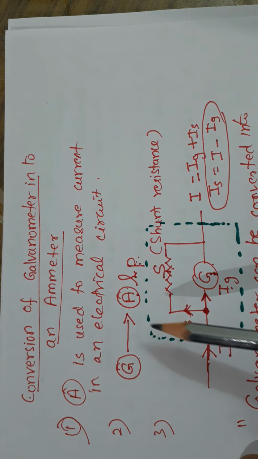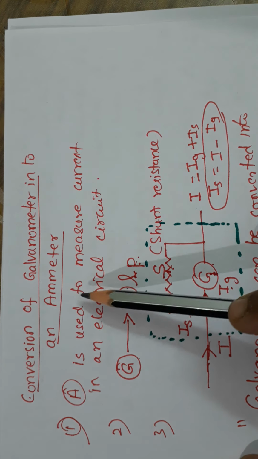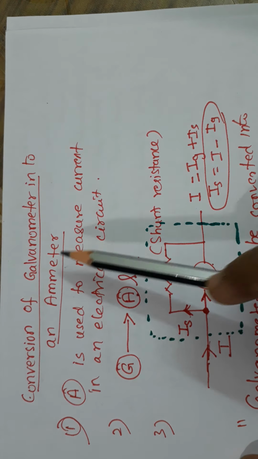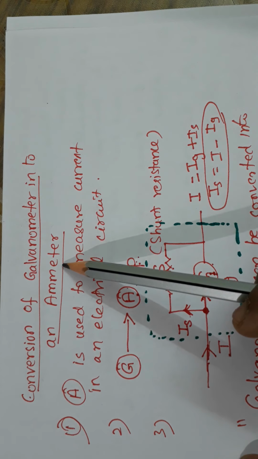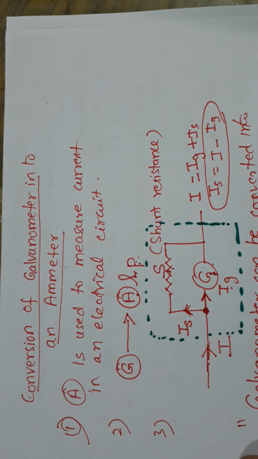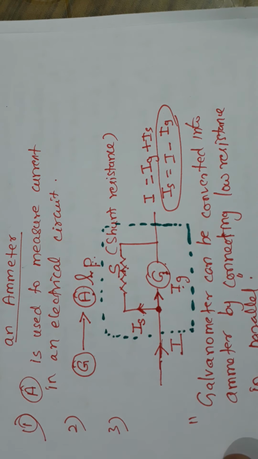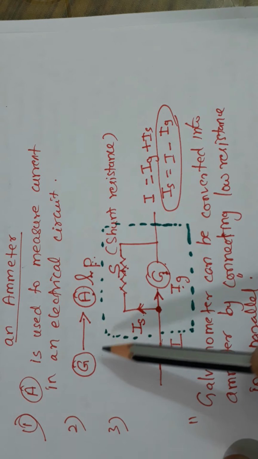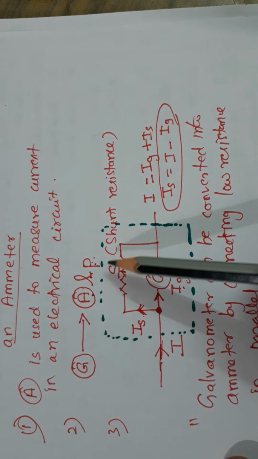So to measure the current we need an ammeter. Okay, so galvanometer is converted into an ammeter. So ammeter is used to measure the electric current in an electrical circuit. How will you convert galvanometer into an ammeter? That is by this method, right?